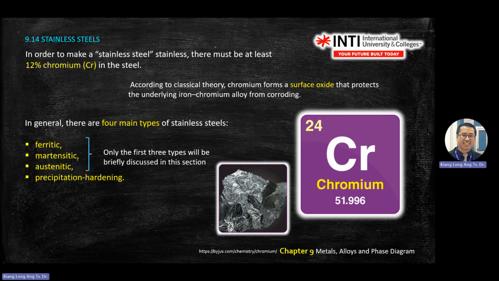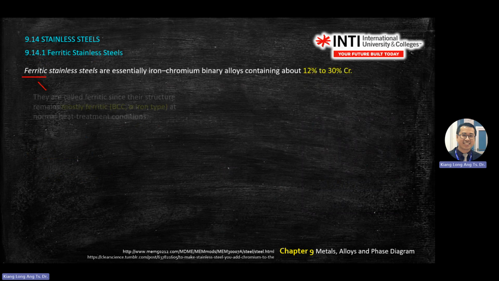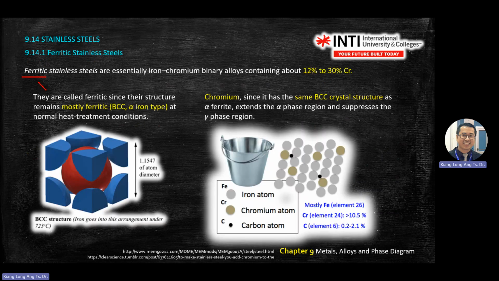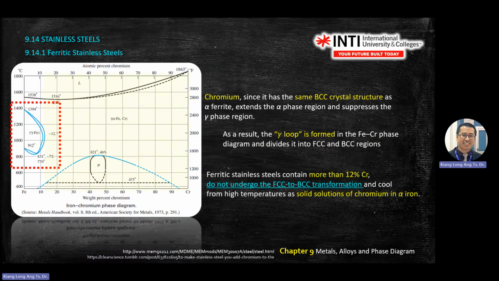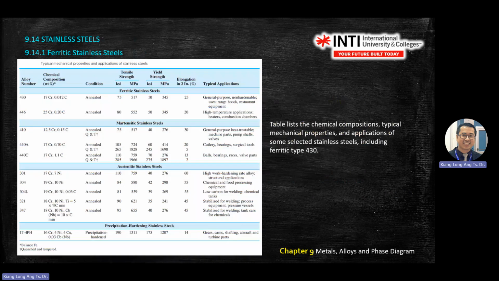Okay, the rest you read. There are 4 main types of stainless steels: ferritic, martensitic, all these things. So you read. Lots of theory. So this one you read. I won't ask you this one, just for your info. Important is that you get stainless steel by adding in chromium.